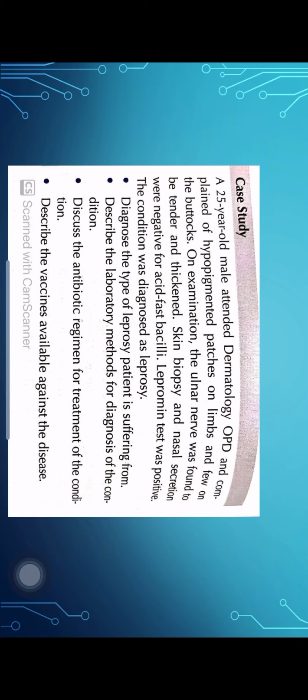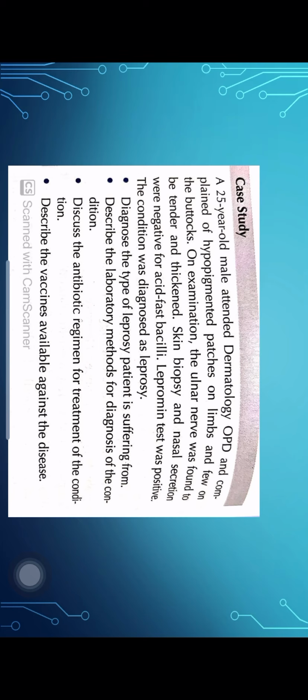The antibiotic regime, multi-drug therapy is given in leprosy from 6 months to 2 years depending upon the type of case. When a single skin lesion is there, then a single dose of rifampicin 600 mg, ofloxacin 400 mg and minocycline 100 mg is given. Then for paucibacillary leprosy, dapsone 100 mg daily and rifampicin 600 mg once a month is given for 6 months.